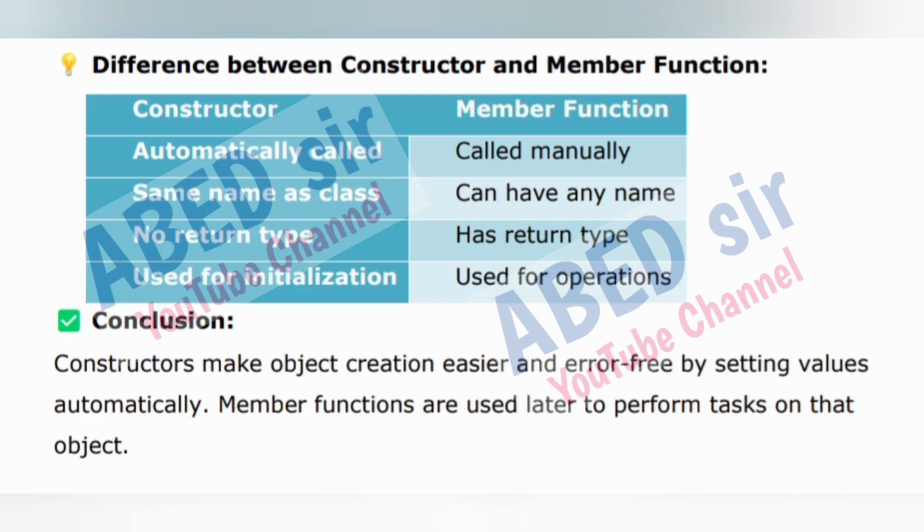Difference between constructor and member function. Constructor: automatically called. Member function: called manually. Constructor has the same name as class; member function can have any name. Constructor has no return type; member function has a return type. Constructor is used for initialization; member function is used for operations. Conclusion: constructors make object creation easier and error-free by setting values automatically. Member functions are used later to perform tasks on that object.